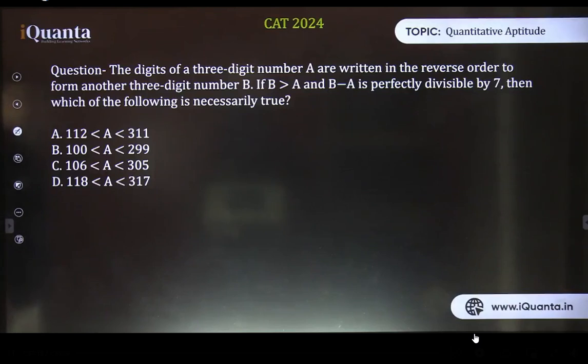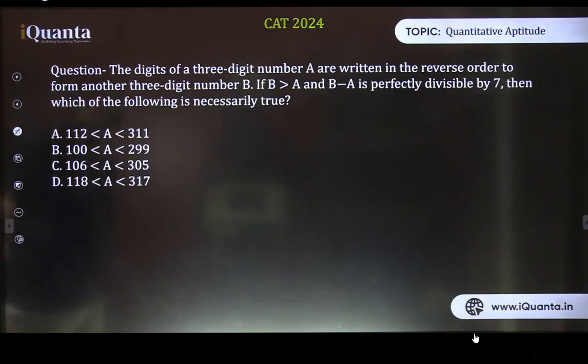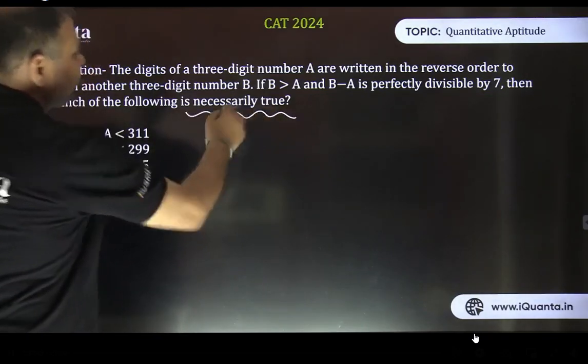That's an actual CAT question. Solve it. The digits of a three-digit number a are written in the reverse order to form another three-digit number b. If b is more than a, and b minus a is divisible by 7, which of the following is necessarily true? Now, there's an important phrase here: necessarily true.